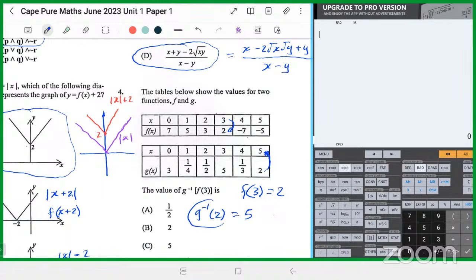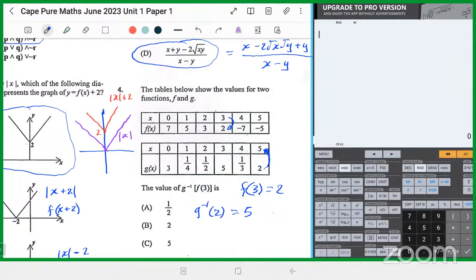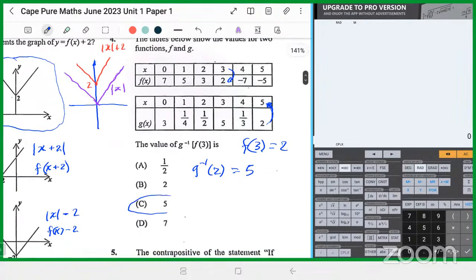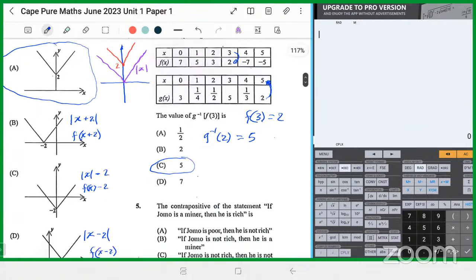But the inverse function must give you back an x value now. So the function gives a y value, which is this 2. And then the inverse here is giving back an x, mapping the 2 back to 5. A range value of 2 back to a domain value of 5. So the answer here is 5. Nice and easy. Next one.